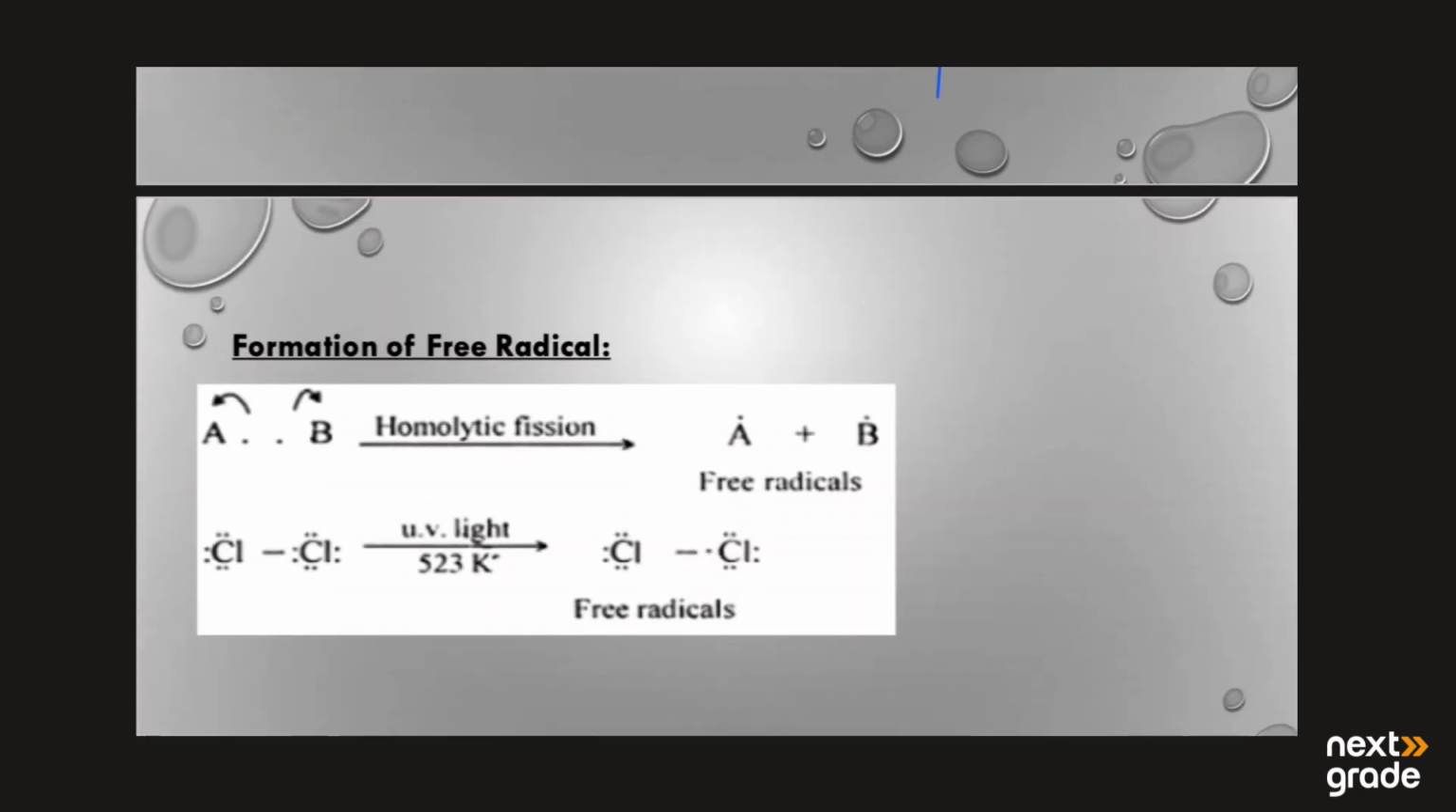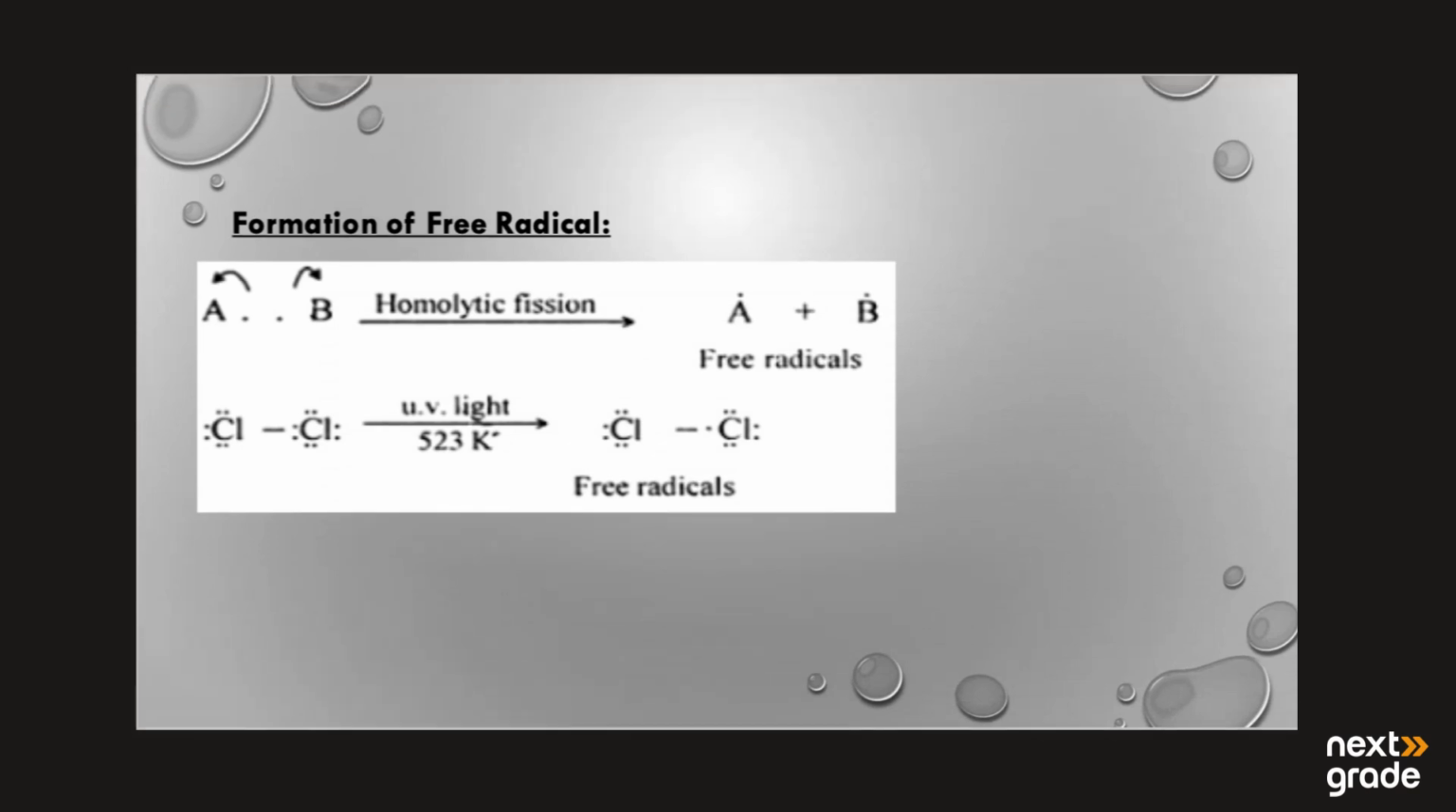Next, we have the formation of free radicals. How are free radicals formed? Basically, it is a homolytic fission. Homo means same, lysis means breakage or division. When we have two atoms like A and B, they undergo homolytic fission. This is a photochemical process, a process that happens in the presence of light, and they change into their free radicals.